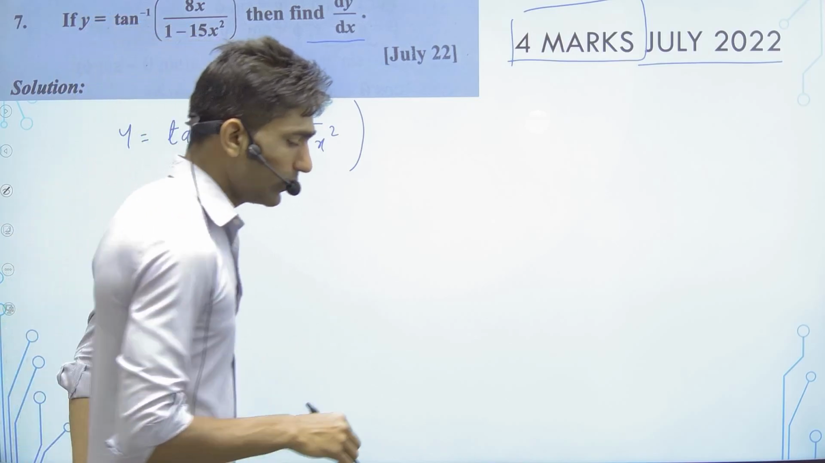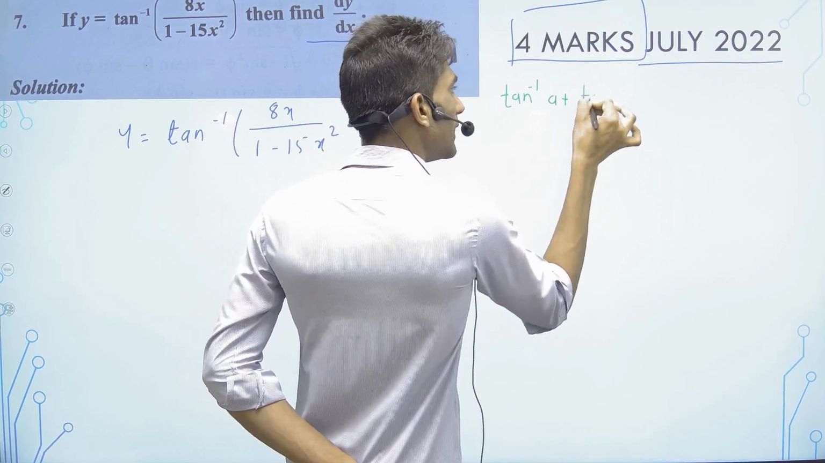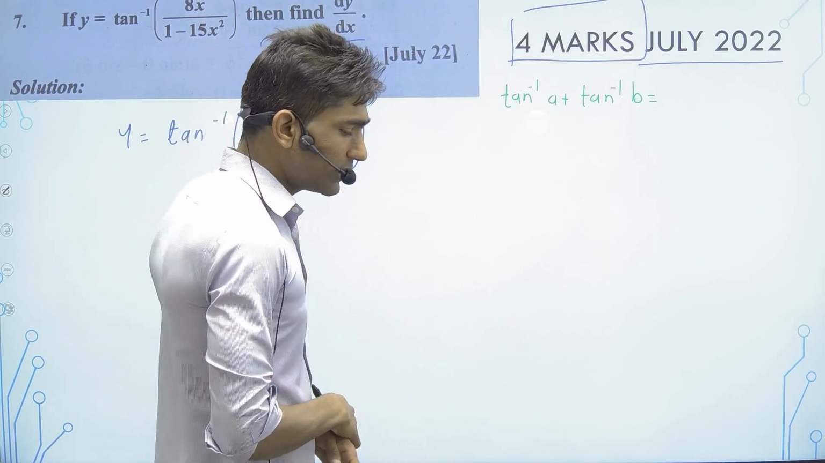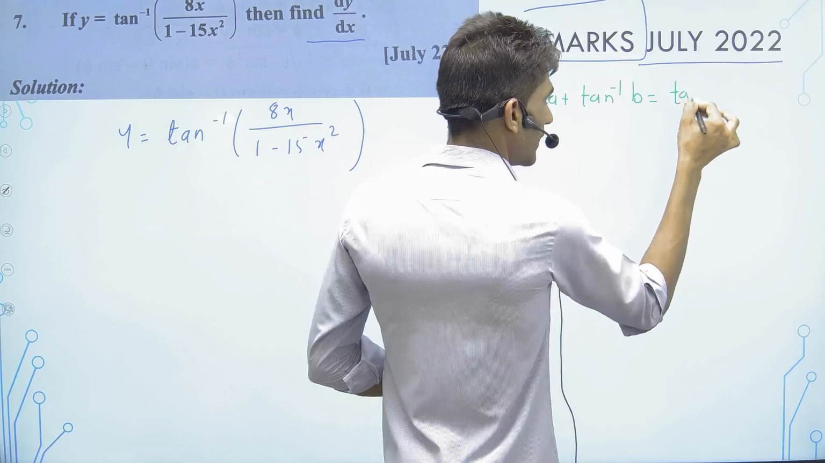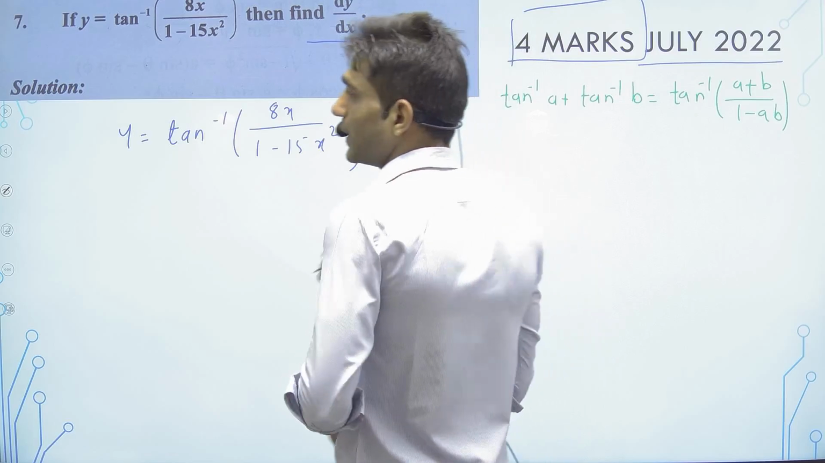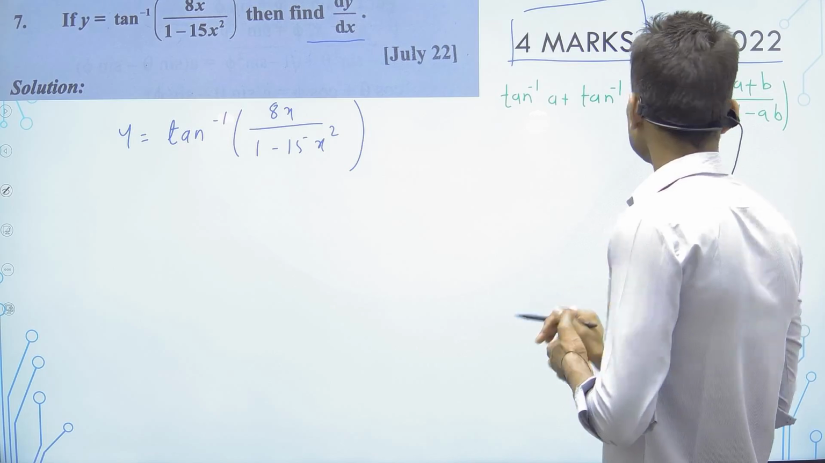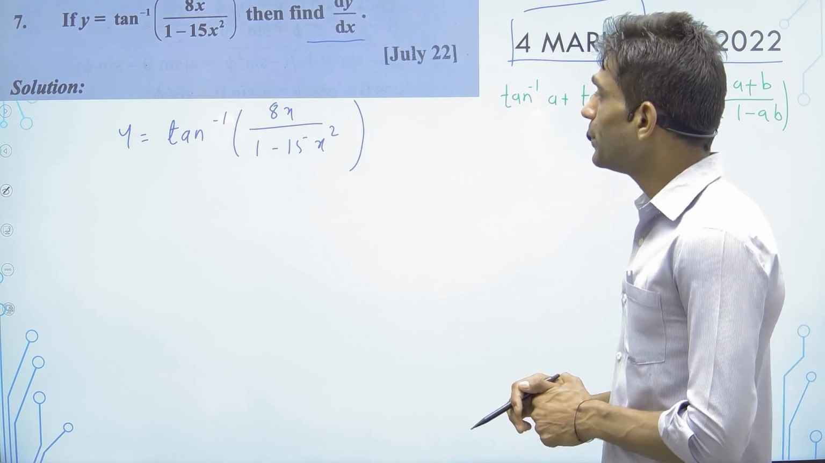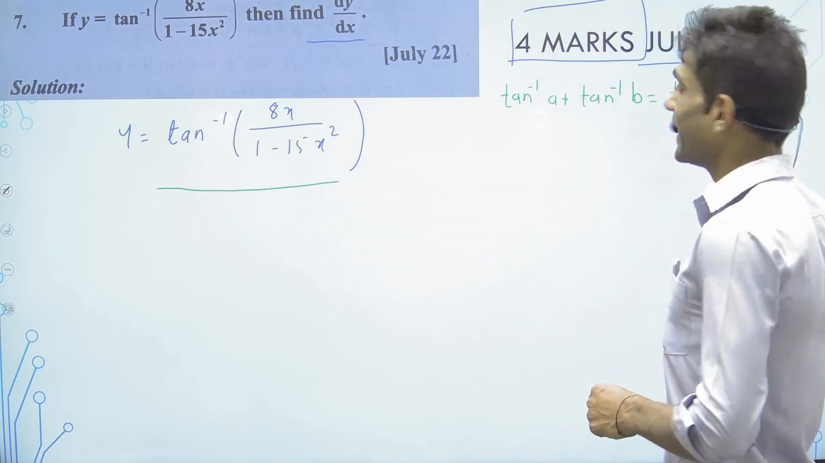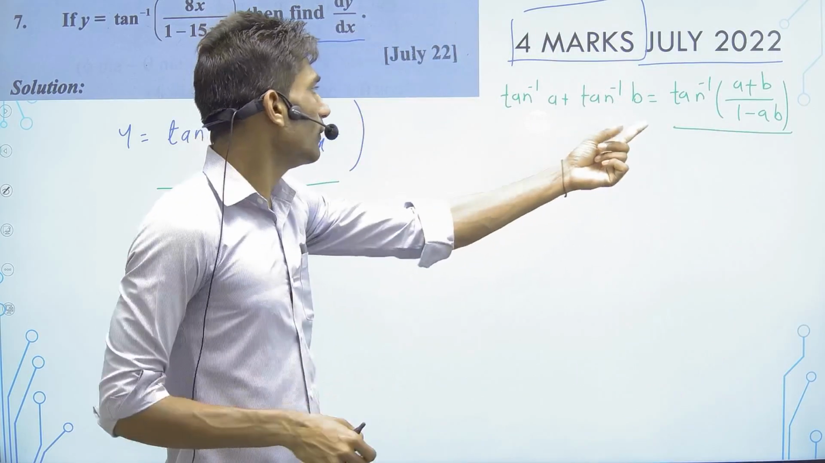Tan inverse of a plus tan inverse of b can be written as tan inverse of a plus b upon 1 minus a multiplied by b. This is the expansion for tan inverse of a plus tan inverse of b. Now we can compare this result and this one together. Once we compare both forms, we can expand it from here.